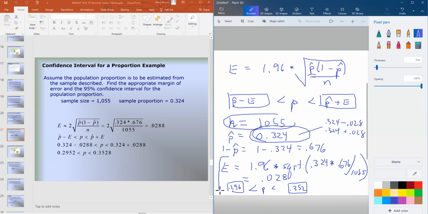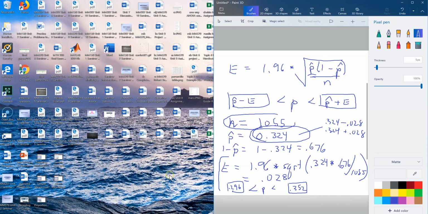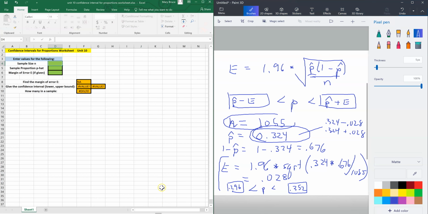Now, if I use the worksheet, the Unit 10 worksheet, let me pull that up. All right, Unit 10 worksheet. So I knew my sample size. It was 1055. They gave that to me. My sample proportion, they gave that to me, 0.324. They did not give me the margin of error. That was something I had to calculate myself, so I don't fill in any more boxes, and I just go ahead and press enter on the keyboard. And here is my 0.028 number, along with the 0.296 and 0.352.